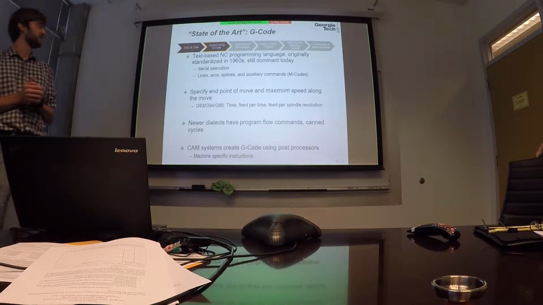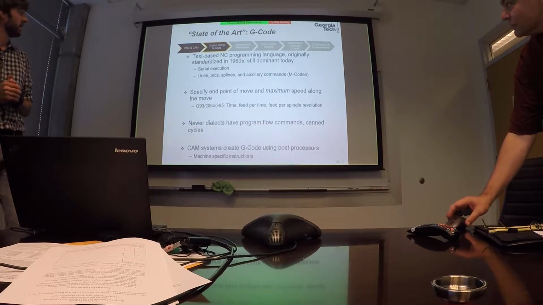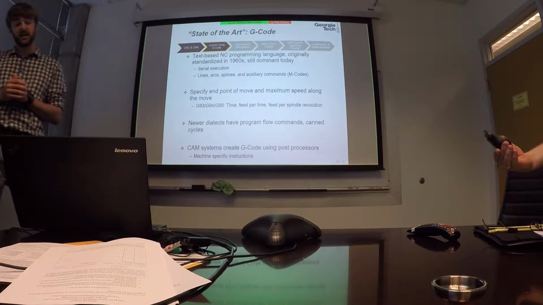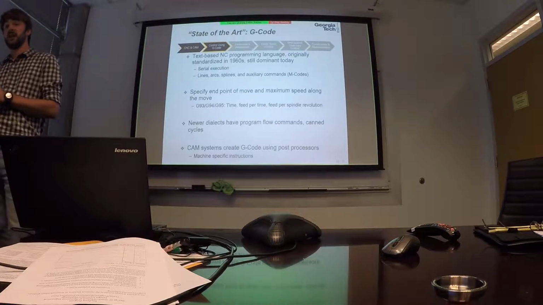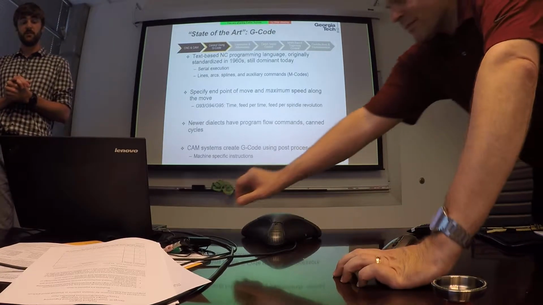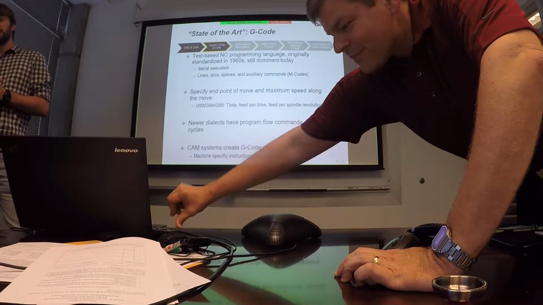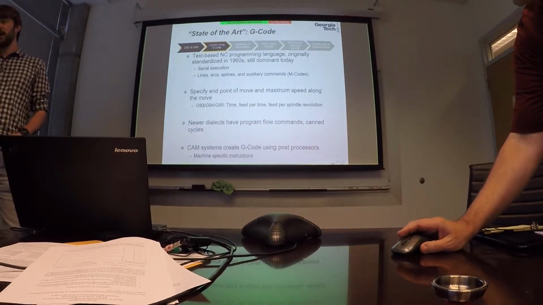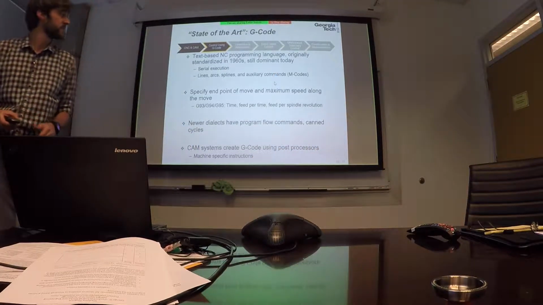So GCode is a text-based numerical control programming language that came about in the 50s actually, and was standardized in the 1960s, and that's very old, but today it's still by far the most dominant way to program a machine tool. So GCode is a serially executed programming language where we execute a text-based program line by line by line.